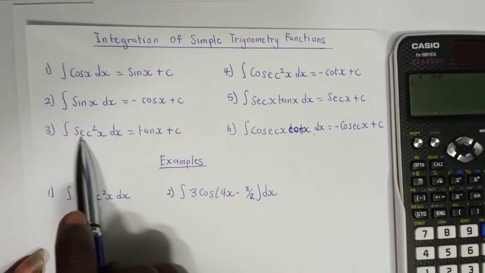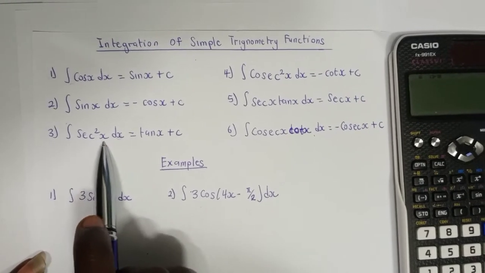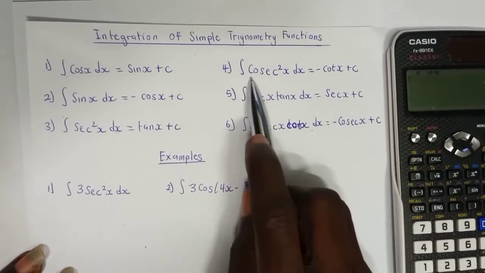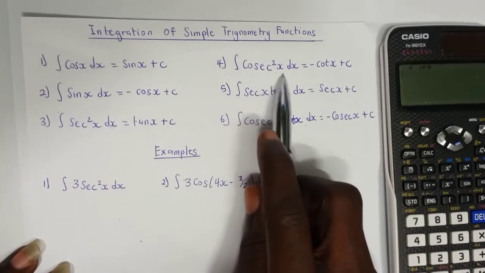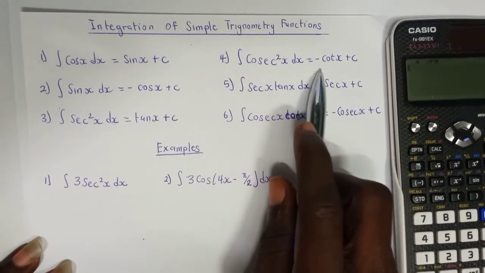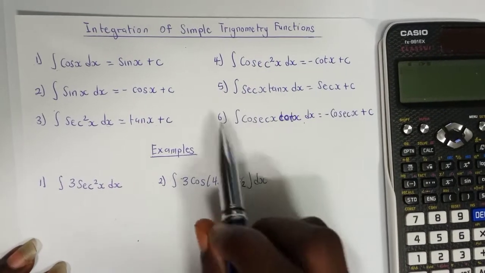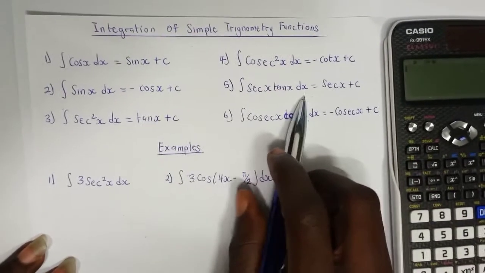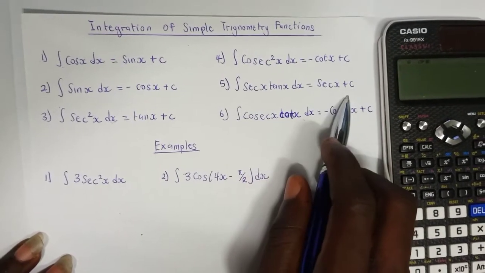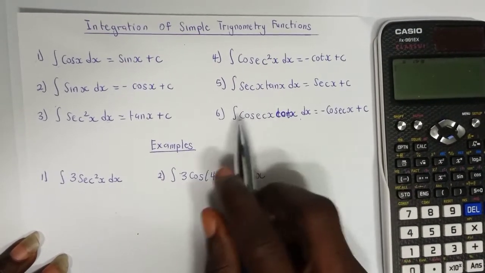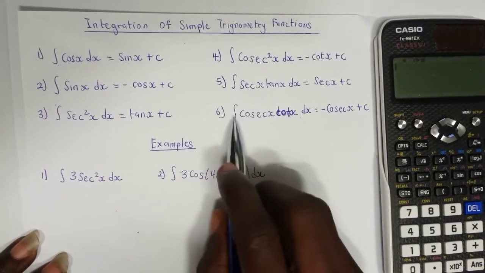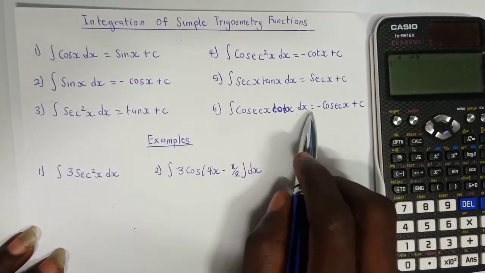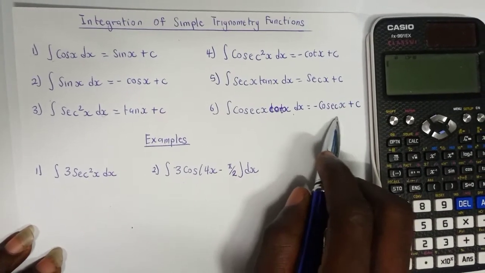When you integrate sec squared x, you are going to get tan x plus c. When you integrate cosec square x, you are going to get negative cot x plus c. When you integrate sec x tan x, you are going to get sec x plus c, which is the constant. The last one, when you integrate cosec x cot x, you are going to get negative cosec x plus c.